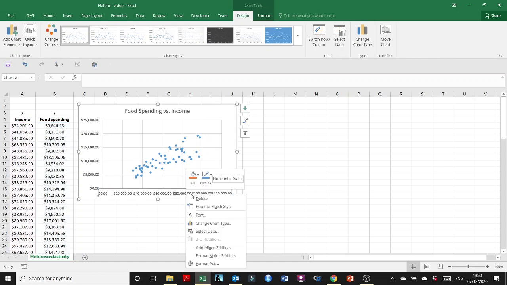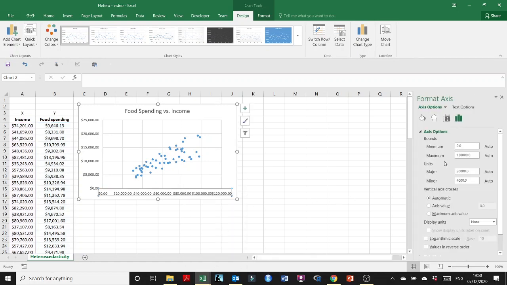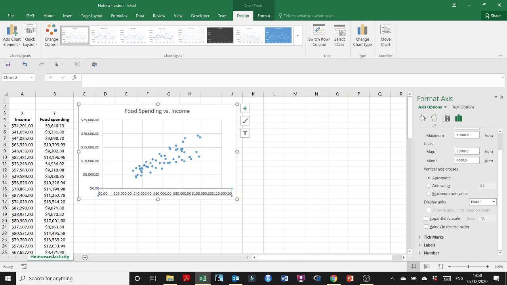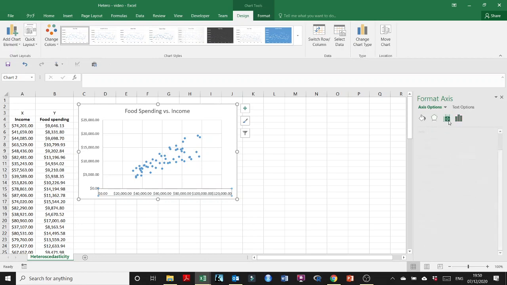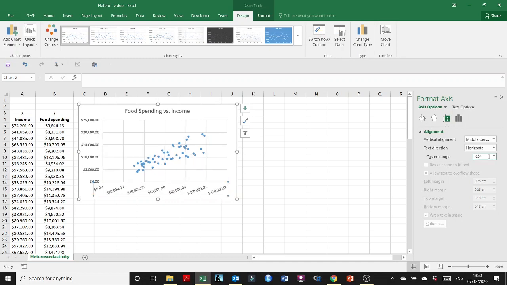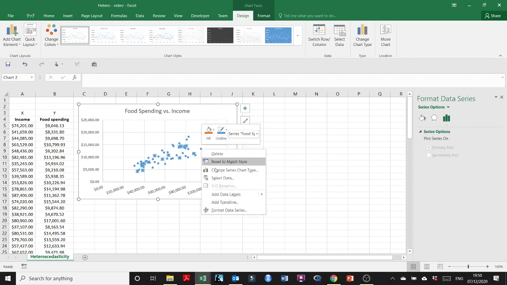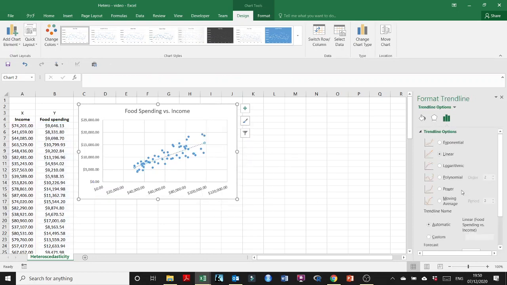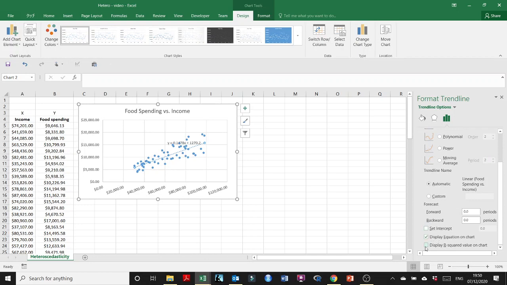Over here, maybe this is a bit crowded, so let's format the axes. Here, I would like to format the axes with a custom angle, right? And over here, I'm going to put it minus 20 and see how, yeah, this is better for visibility. And now, I would like to add a trend line. We've been doing this for quite a while now. So here, trend line.